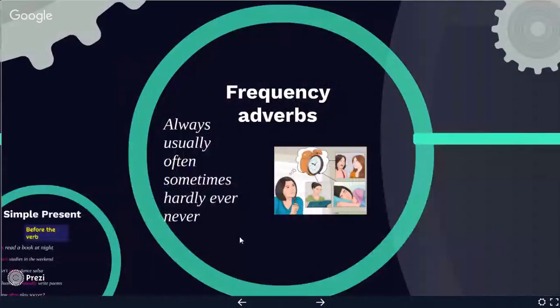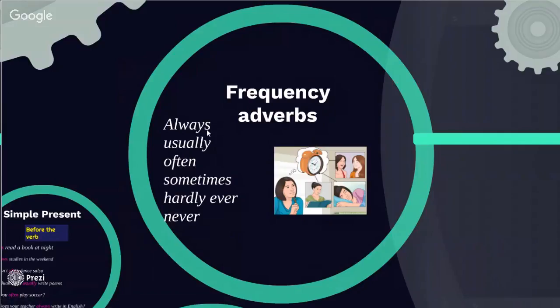Frequency adverbs. There are many frequency adverbs, but today I consider only some. For example, I have the words always, usually, often, sometimes, hardly ever, and never. Always is when you do this action all the days. Okay, always. For example, I have my breakfast on Monday, on Tuesday, on Wednesday, on Thursday, on Friday, on Saturday, on Sunday. In this case, all the days.